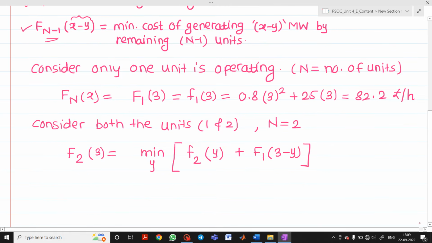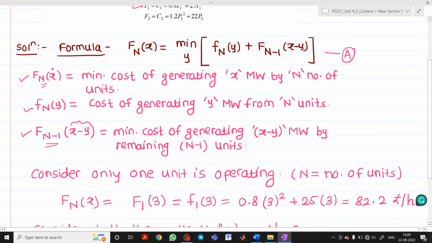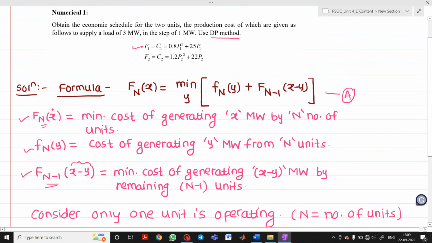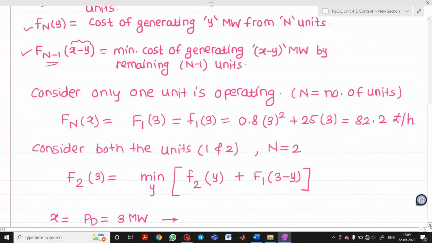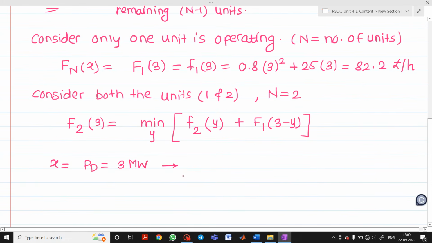Now here if you see in the problem, the value of x is nothing but the demand. That demand is 3 megawatt, and it is clearly mentioned here that the load will be increased with a step of 1 megawatt. So what I will do, I will write it like this.